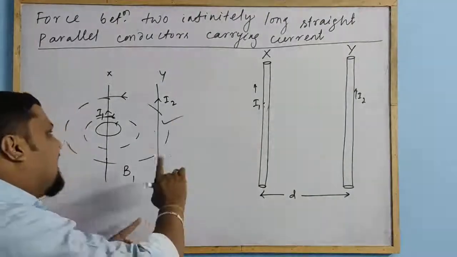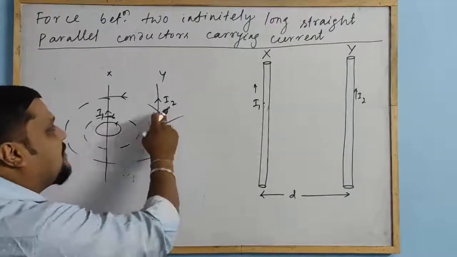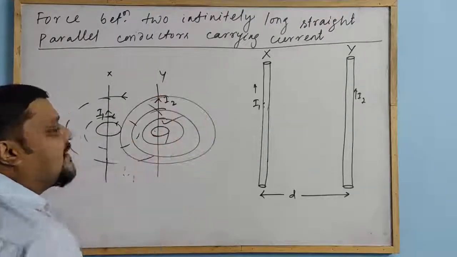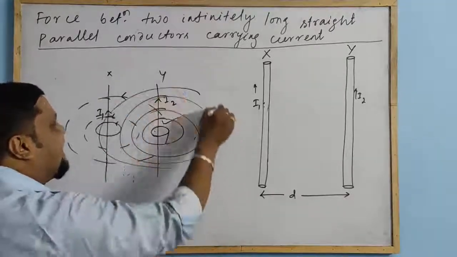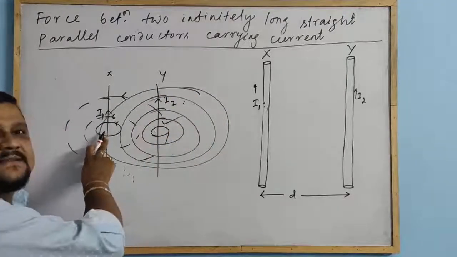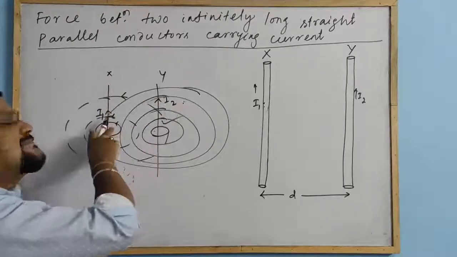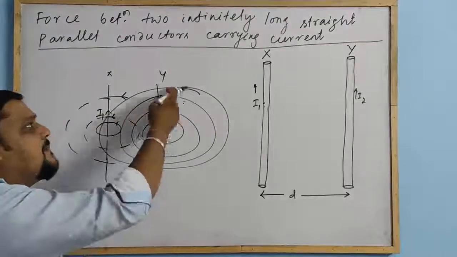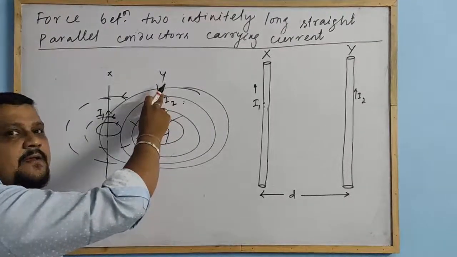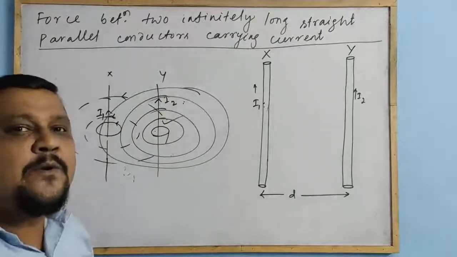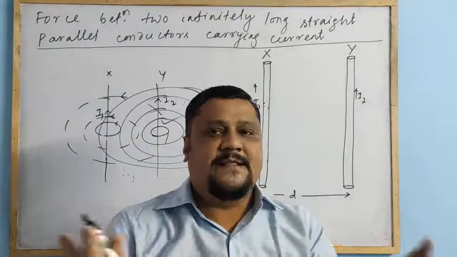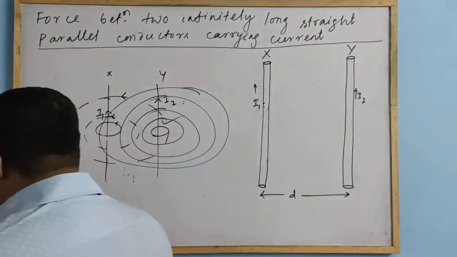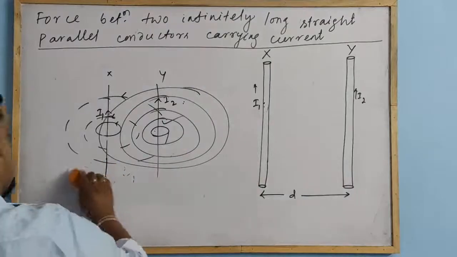Clear? Similarly, if this is the current, it will also produce its magnetic field around it like this. So within its magnetic field, the second conductor is placed. A current carrying conductor placed in the magnetic field of the Y then also experiences a force. So there must be a force between these two conductors. Is that clear? Now we will derive the expression. Clear?